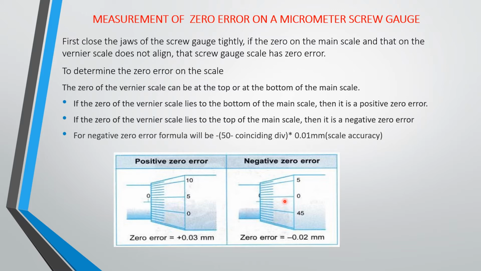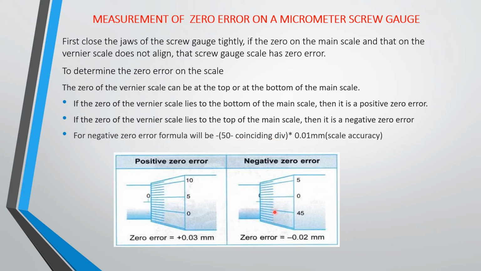So this is how you know whether your zero error is positive or negative. Now, if your zero error is negative, you can use this formula to calculate it. You know that the scale of the vernier on the micrometer screw gauge has a maximum reading of 50 millimeters. When it gets to 50 millimeters, it changes to 0. That is what you are seeing here now. So you can also use this formula to calculate it.